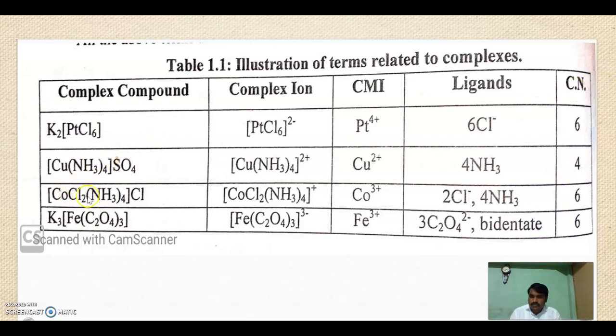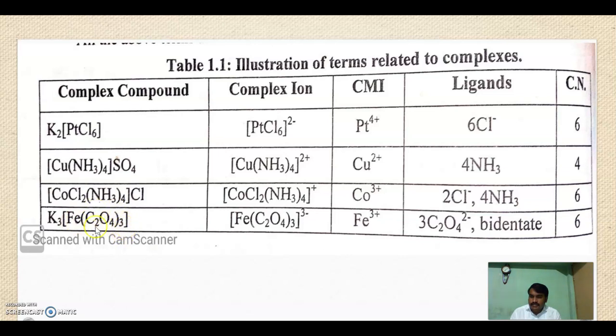Here, [CoCl2(NH3)4]Cl. The complex ion is [CoCl2(NH3)4] plus. Here the central metal ion is cobalt. The ligands are 2 Cl and 4 NH3. The total number of ligands attached is 2 plus 4, so the coordination number is 6.